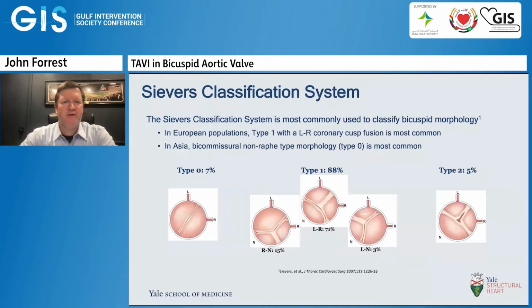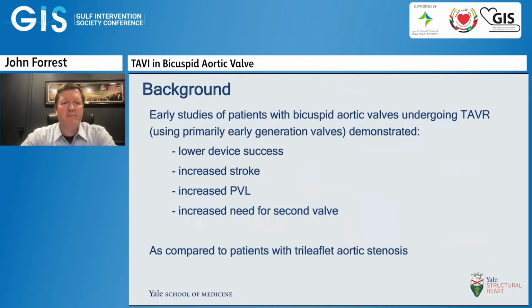I think most of us are familiar with the Sievers classification system. I think it is important to note that whether we see Sievers type 0 or type 1 actually does depend a fair amount on where we are. In European populations, type 1 is the most common with left to right fusion. In Asian populations, type 0 is more common.